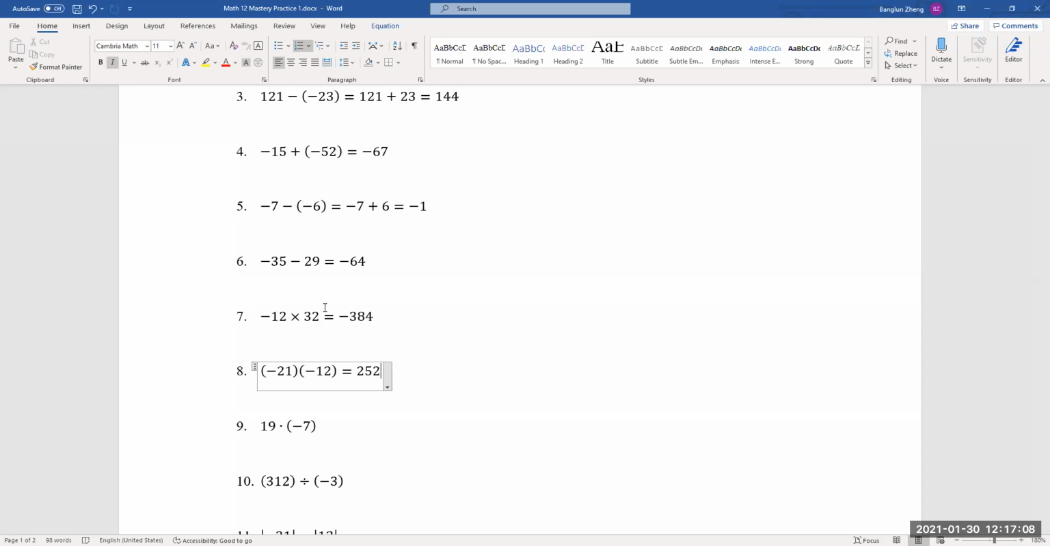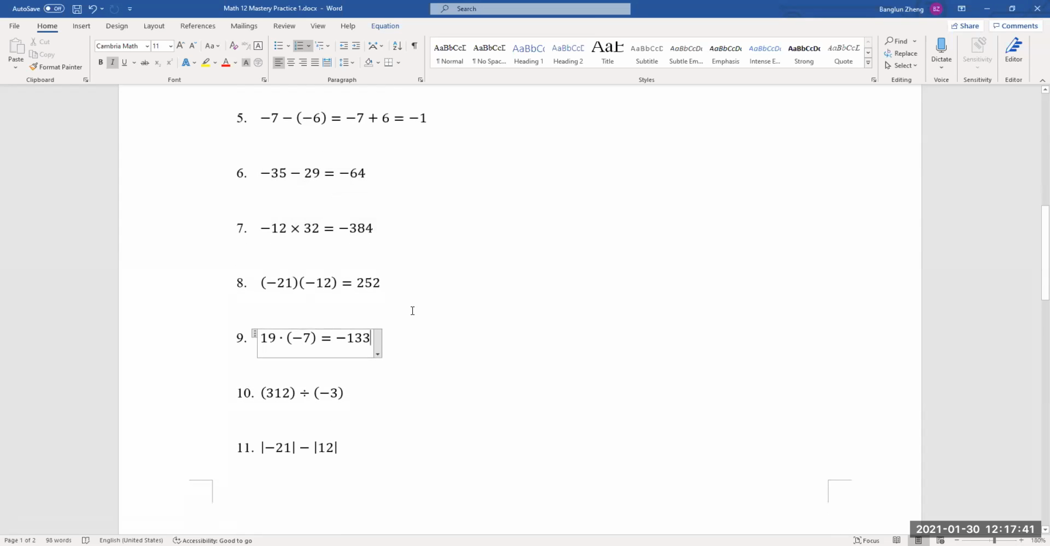Okay, number 9, 19 times negative 7. So what about this one? One positive, one negative. This time we use a dot representing the multiplication, right? That means, again, our final answer is going to be negative. And 19 times 7 is 133. So that's the answer. You see, multiplication is a lot easier.